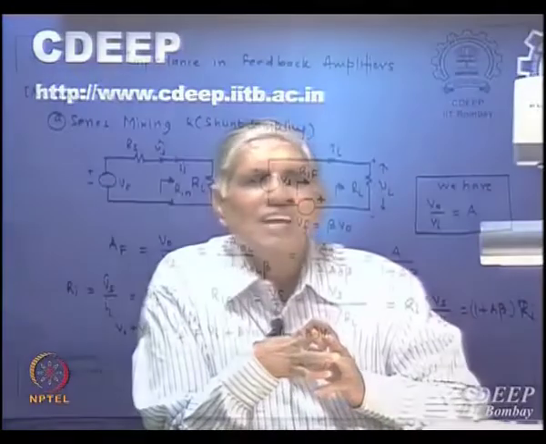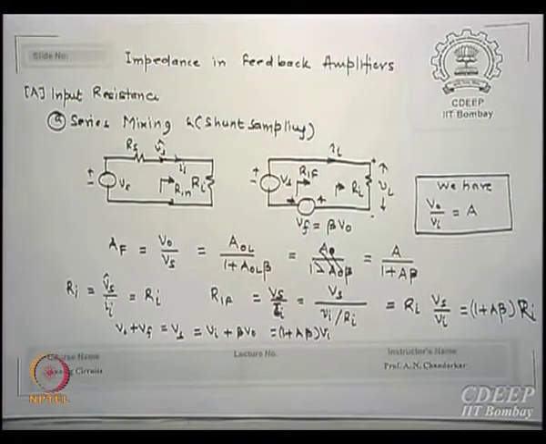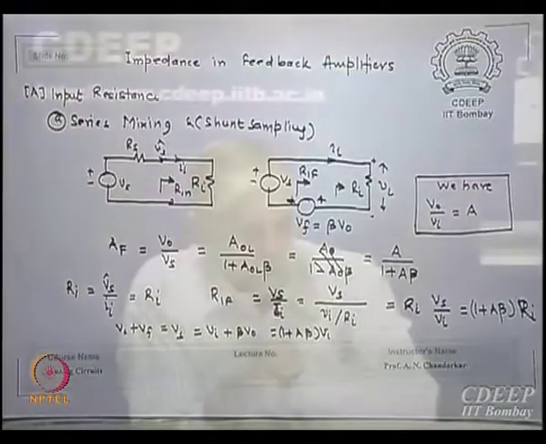The most important thing in a feedback amplifier is the feedback gain, but that's a smaller value. We already said A by (1 plus A beta), the gain is reduced. But by doing this, do we achieve something else, or do we lose something else? Call it achieve or call it lose.